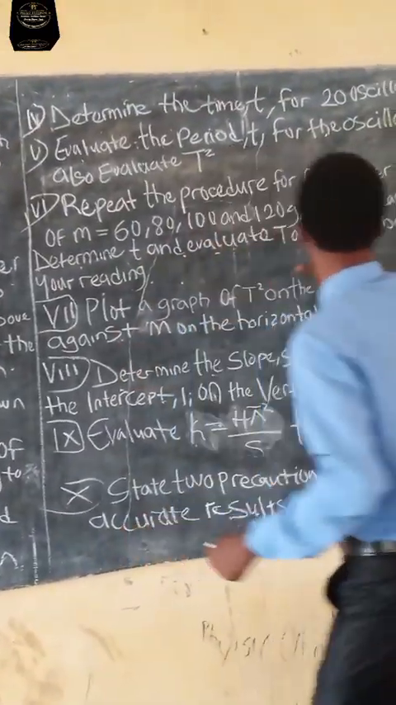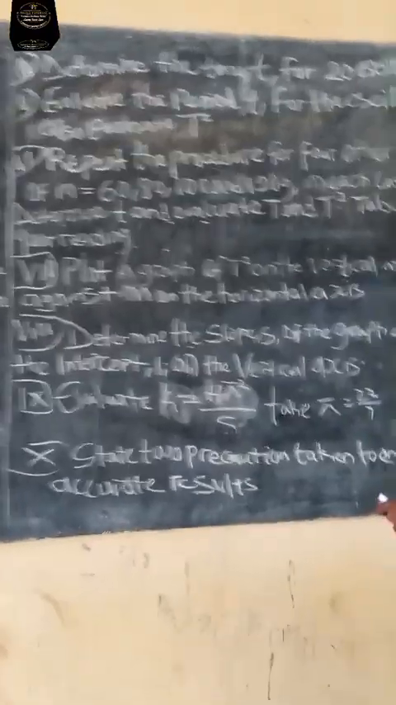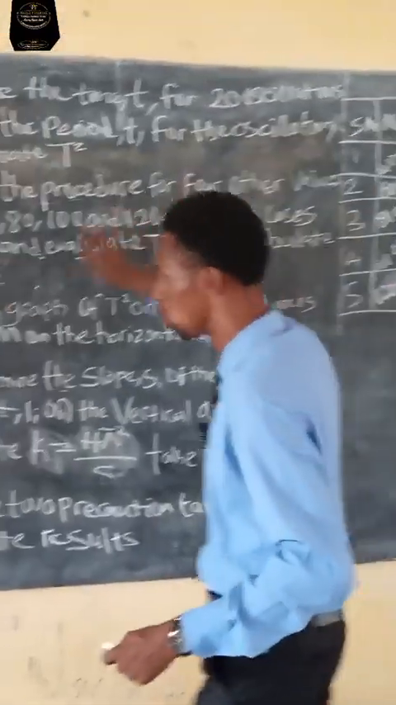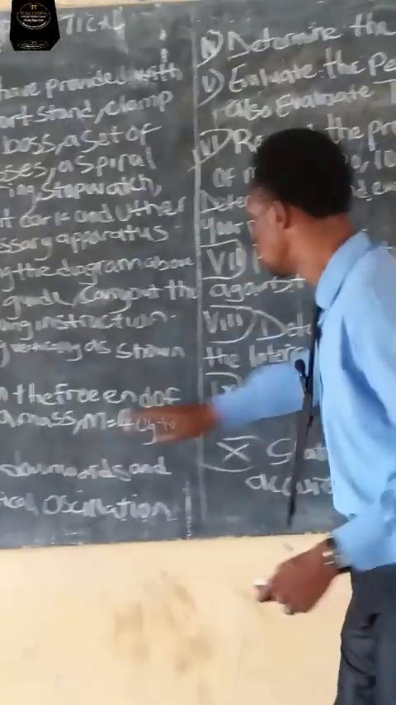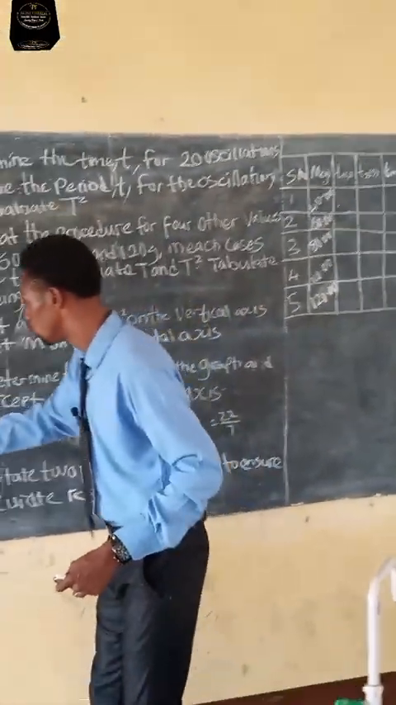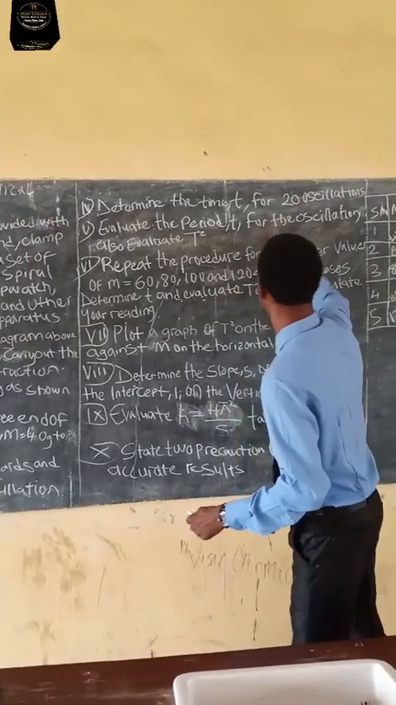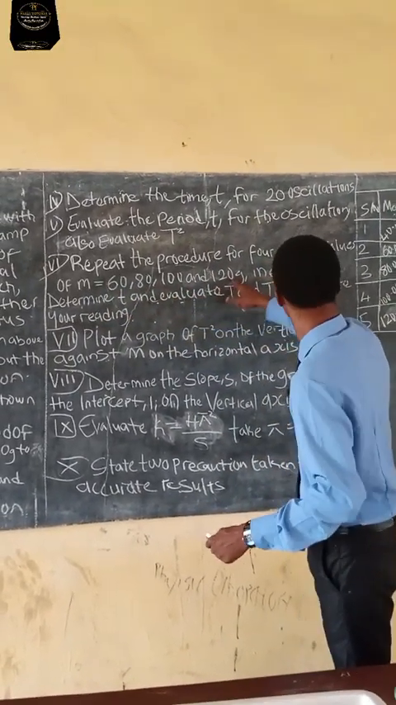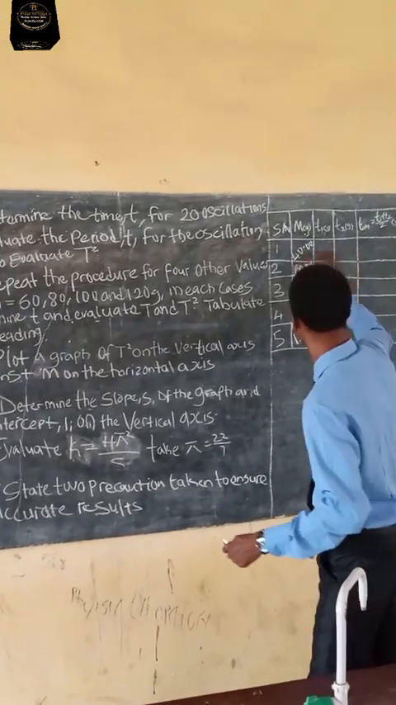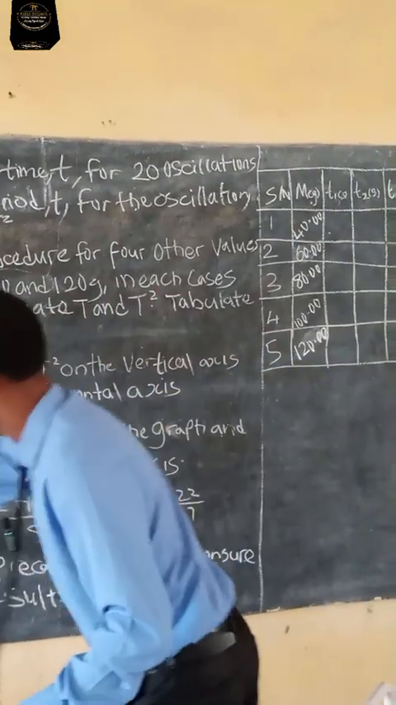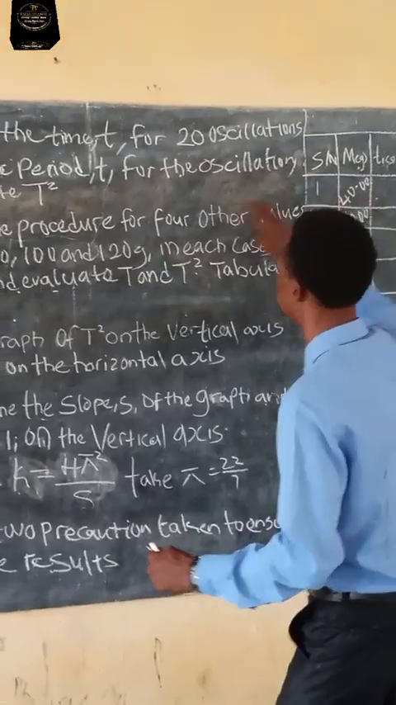From here, these are my tables of values. The first thing that must be there is our mass, because they made mention of mass. So you put your serial number, that is how many values you are going to do. This is 1, 2, 3, 4, 5. So I have 5 values to record. Now, what is the first mass? 40. So I wrote my 40.00.